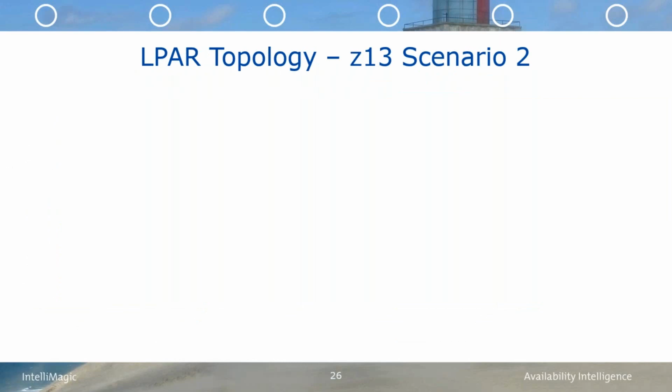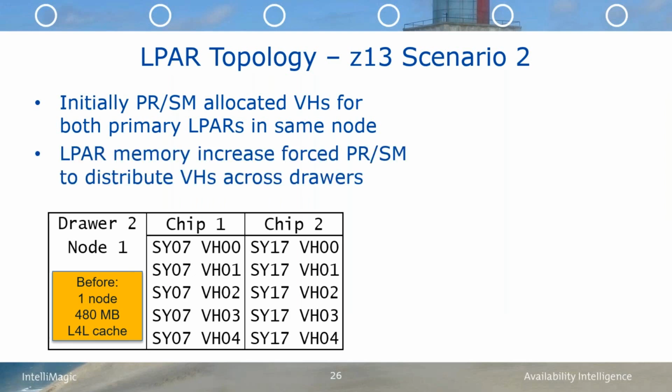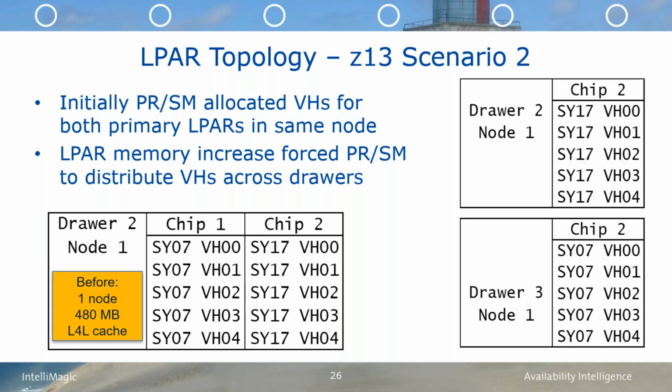Now, a second LPAR topology scenario involves an entirely different kind of opportunity. In this environment, PRISM configured all 10 vertical high logical CPs from 2 primary online LPARs in the same node on the same drawer, with the outcome that they were sharing the 480 megabyte level 4 local cache of that single node between them. After reviewing some internal configuration data, IBM advised that increasing the memory allocation for each of these 2 LPARs by a few gigabytes would cause them to exceed the memory available in a single drawer and force PRISM to assign them to separate drawers.